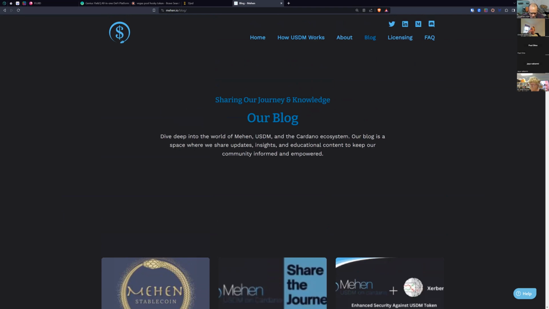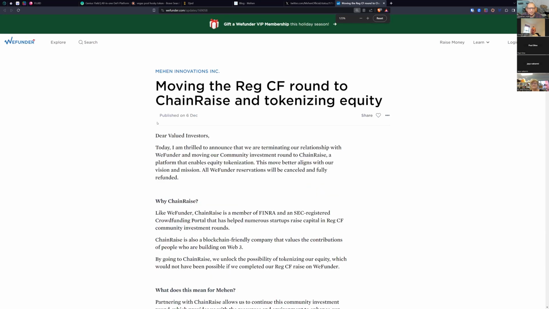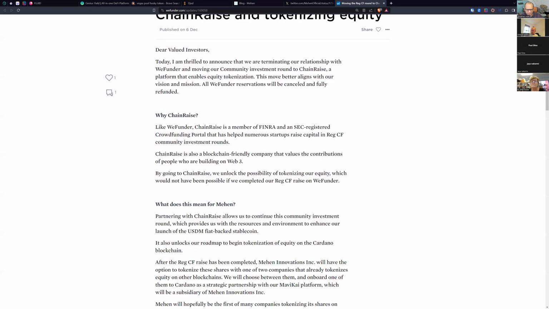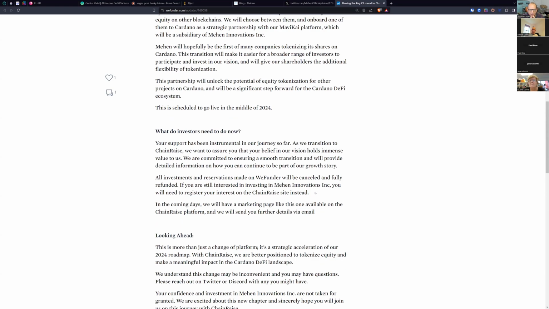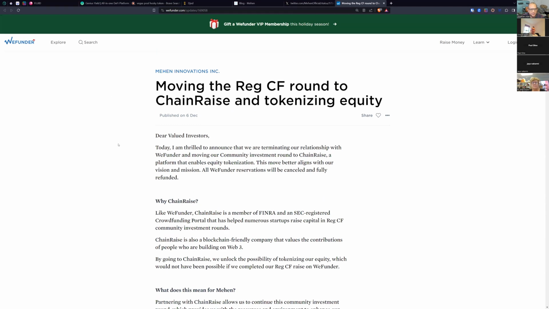You can see the announcement on their move from WeFunder to Chainraise. This is a lowdown on it here. And it gives you a bit more detail about where they're at in terms of regulations and so forth. That's a good read if you are interested in perhaps getting involved as an investor, or just looking to see what their functionality promises are in terms of the stablecoin and launch dates and so on and so forth.